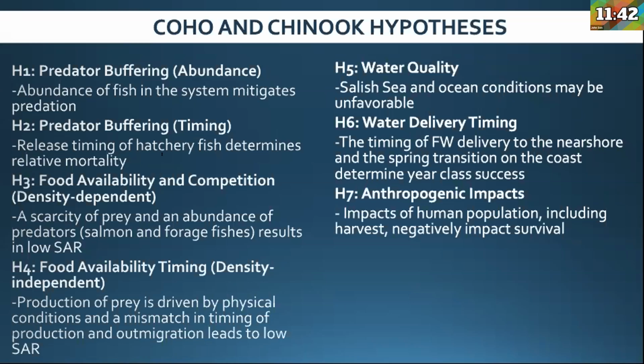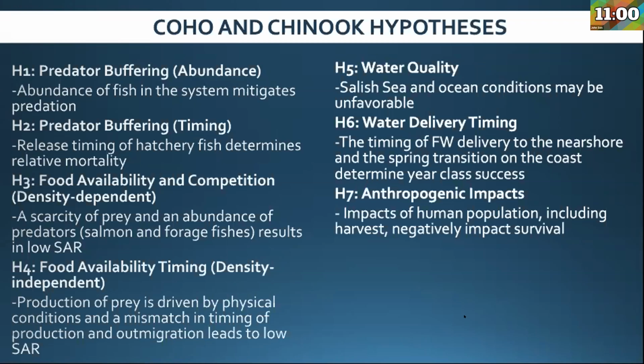The third one is the density dependent aspects of food availability and competition. So this is the combination of food availability and other competitors in the system. So if there was a scarcity of prey, that might result in low marine survival. The other side of this is the density independent approach, which is looking at food availability timing. And we don't really have great data in Puget Sound for production of salmon prey. So we used a bunch of proxies here, things like primary production as measured by chlorophyll and various timing of events in the spring.